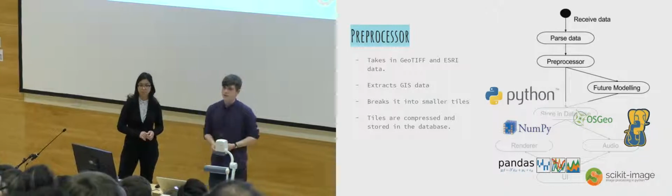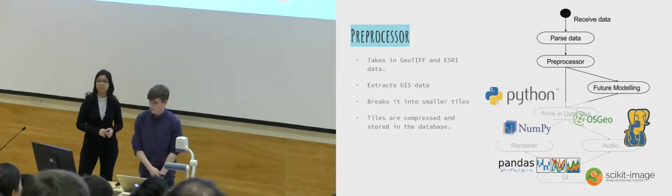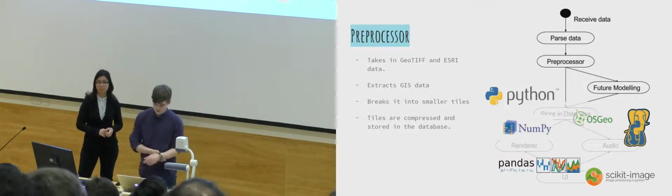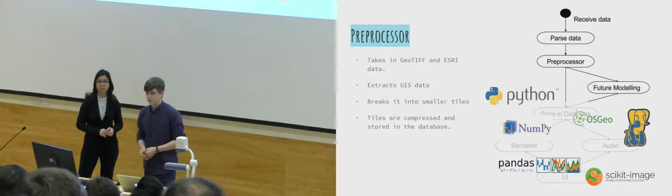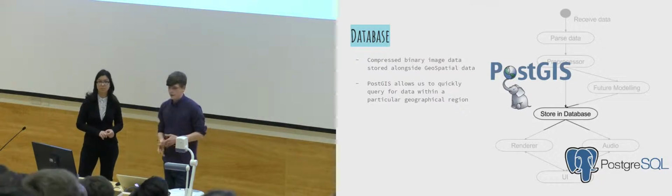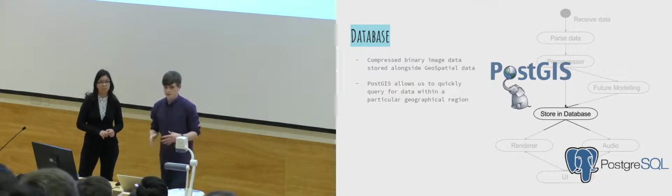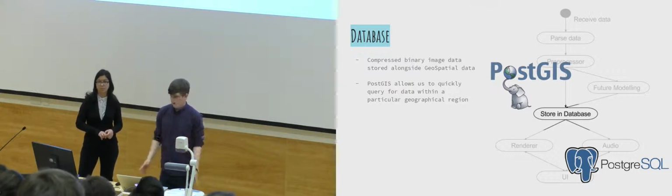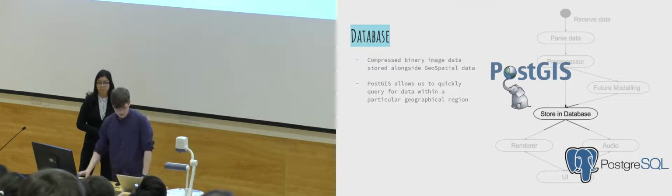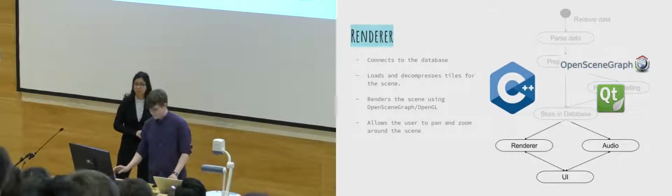So the preprocessor is designed to enable us to take in a wide amount of data, whether that's elevation data or imagery data and things like that. And it breaks it into tiles that are more manageable for the renderer, compresses it and stores it in our database. The database was built using Postgres and PostGIS, which makes it pretty much trivial to query for the image data that we need within a certain area. So we can quite easily say, here's an area around the chasm, and find out all of the imagery that we have around that area.